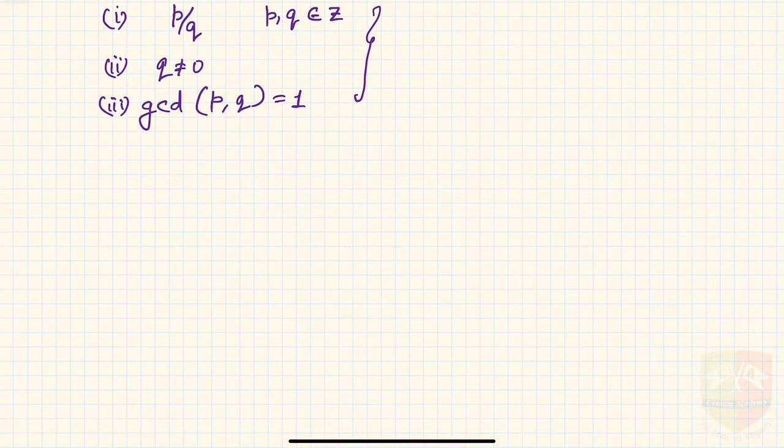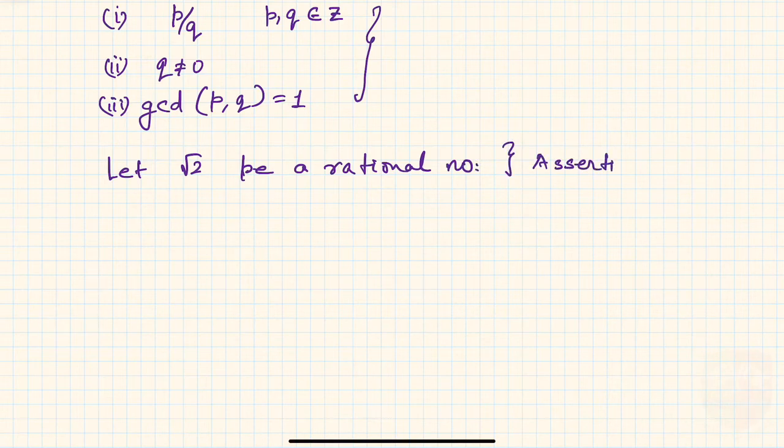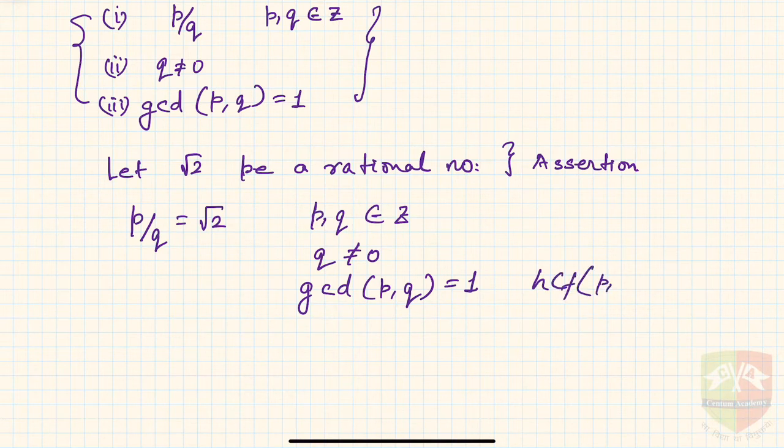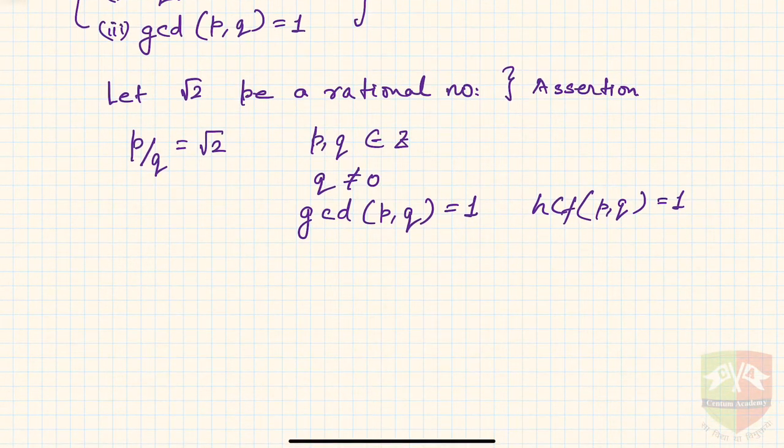So let us start with an assertion. The assertion is, let root 2 be a rational number. This is my assertion; I am saying let this be true. So hence all the three criteria must be met. I can write root 2 as p by q, where p and q are some integers and q is not equal to 0. Also, the GCD, which is nothing but the HCF, of p and q is 1. Now if p by q is root 2, then squaring, let us do some mathematical manipulation.